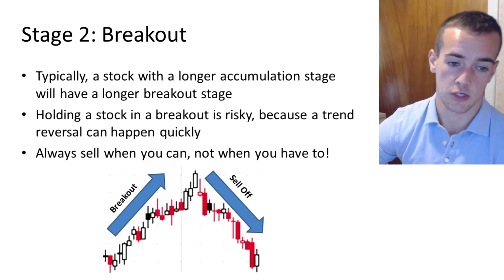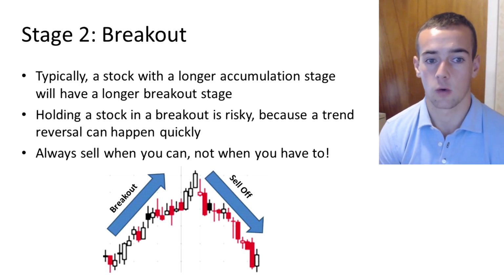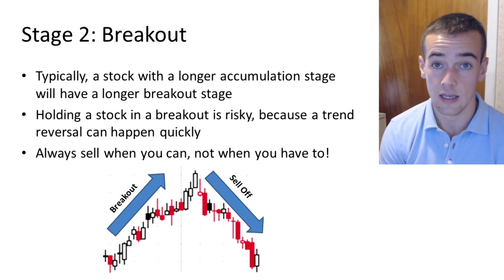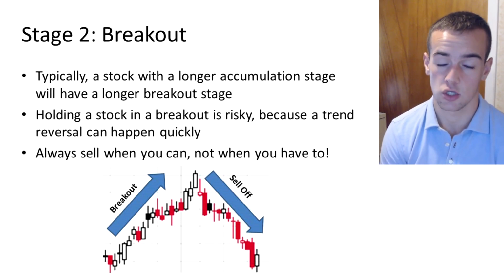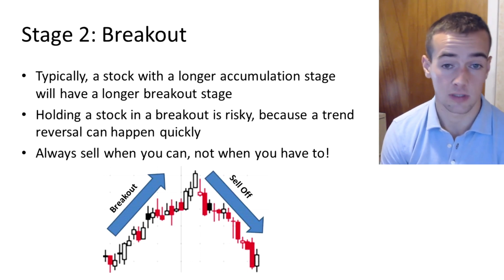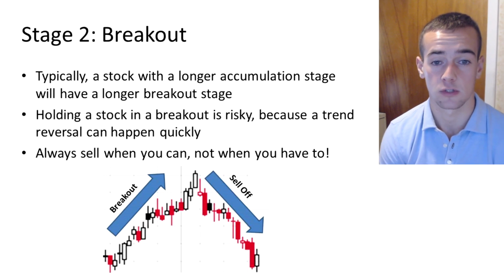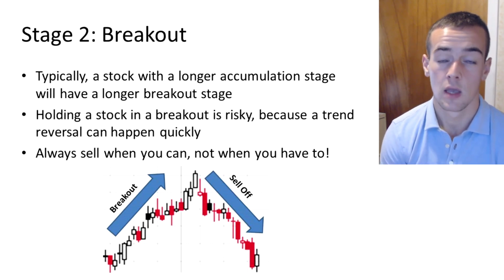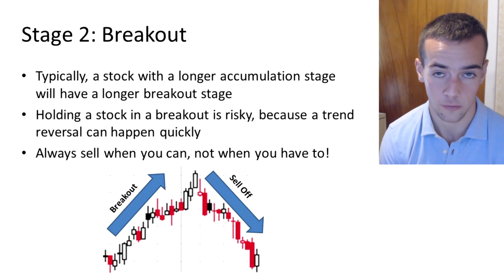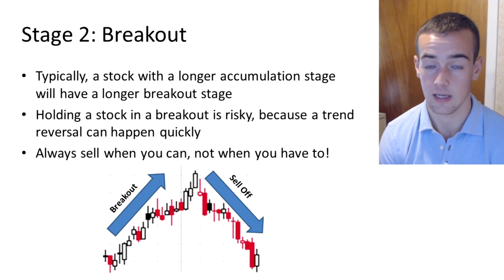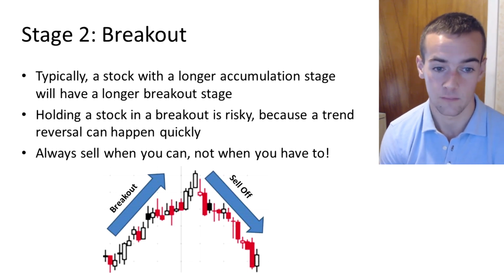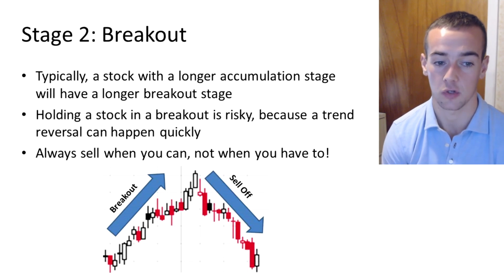But this is what you're looking for in a breakout. Here's what a breakout is actually going to look like. Typically, a stock with a longer accumulation stage will have a longer breakout stage. Like we said, when you're looking at stocks in the accumulation stage, the longer they've been in that accumulation or basing stage, the more explosive the price movement is going to be out of that. Holding a stock in a breakout is risky because a trend reversal can happen quickly. So if you're looking to trade in the short term, you want to set your stop loss points and make sure you lock in profits as soon as you can. You don't want to get greedy, because you always want to sell when you can, not when you have to.